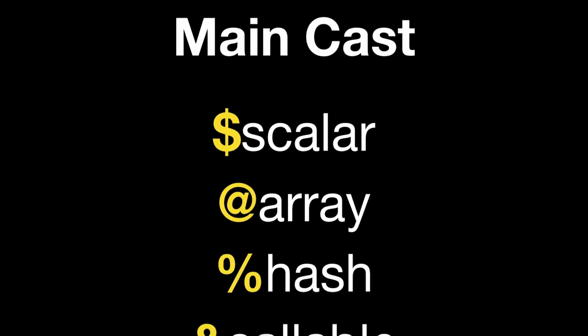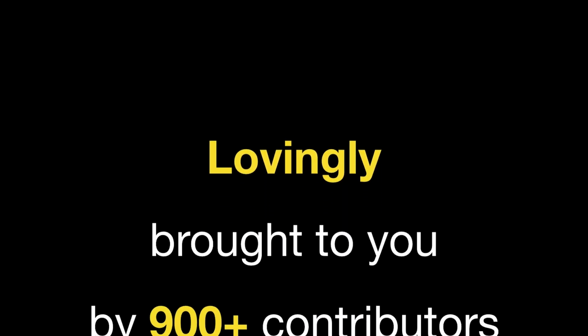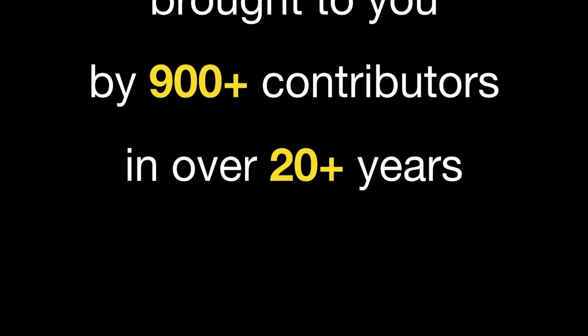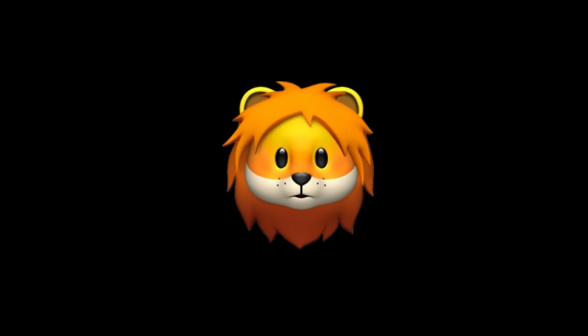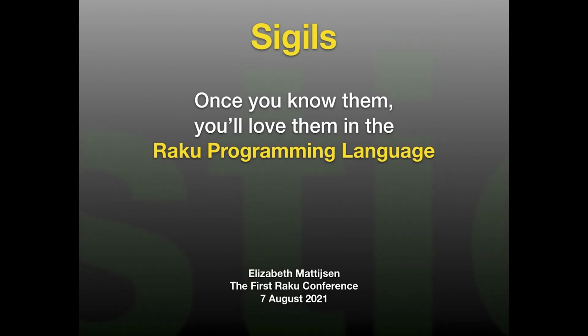And in good cinematic history, we show the main cast: the dollar, the @ sign, the % sign, and the ampersand. We show the support cast. In this case, they were the asterisk, the period, and the exclamation mark. And we basically note that it was lovingly brought to you by 900 plus contributors in over 22 years. So there we are.